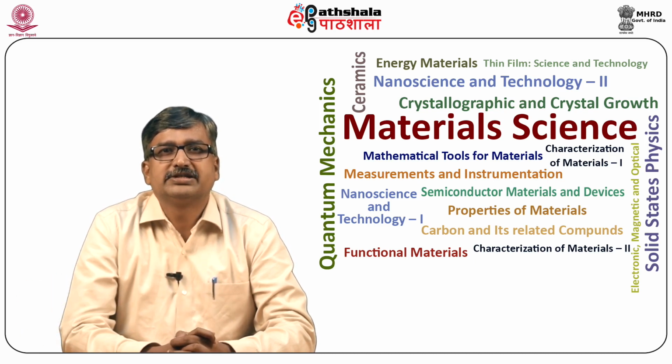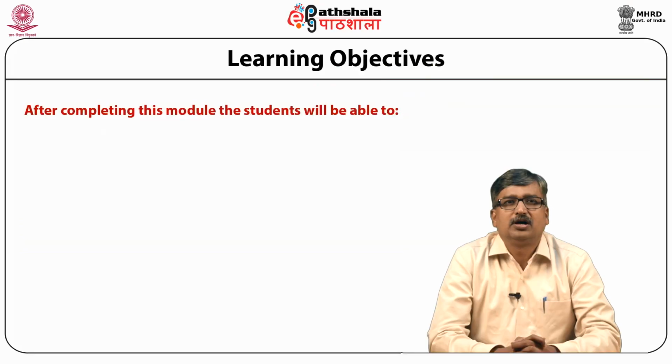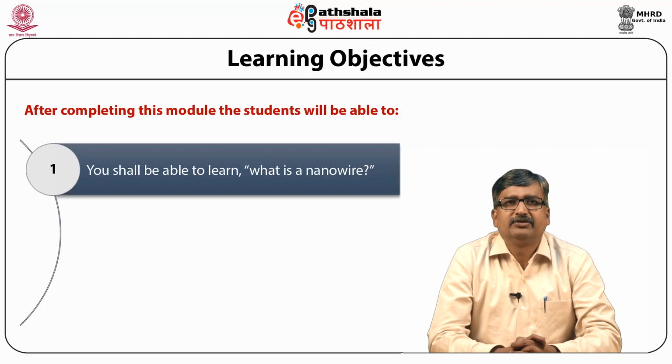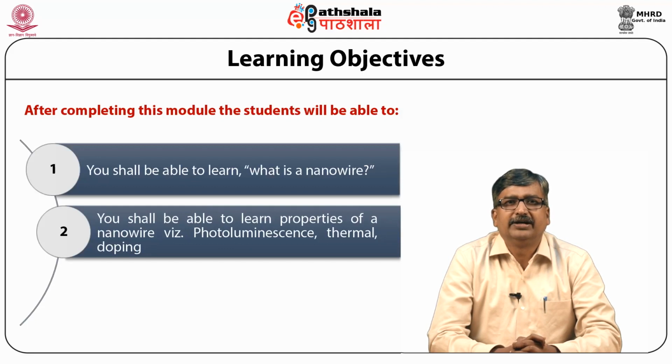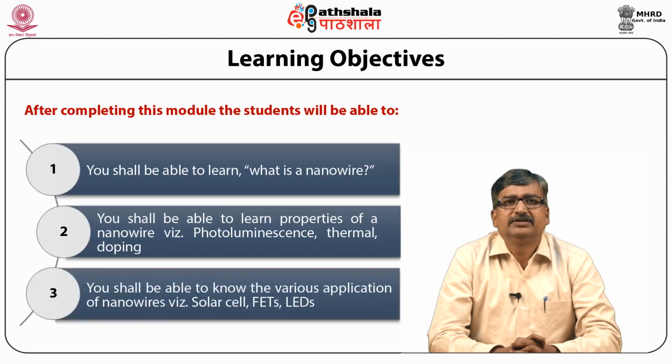Today we are going to discuss the module Nanowire, Properties and Application under the paper Nanoscience and Technology 2. After completing this module, the student will be able to learn what is nanowire. They will also learn the properties of a nanowire like photoluminescence, thermal, doping, etc. They will be able to learn the various applications of nanowire in solar cell, FET or LEDs.